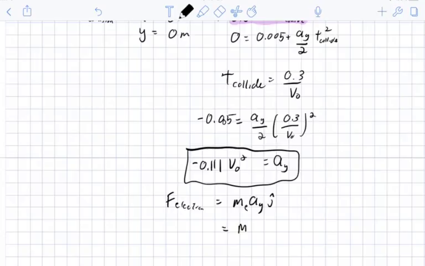Mass of the electron times minus 0.111 v naught squared j hat. So the mass of the electron is 9.11 times 10 to the minus 31, times 0.111. So it's going to be minus 1.011 times 10 to the minus 31 v naught squared j hat.